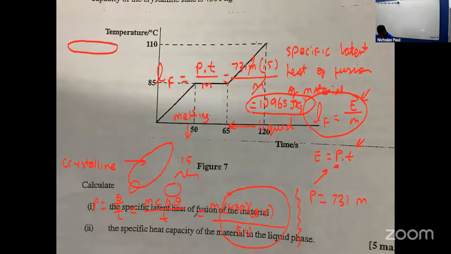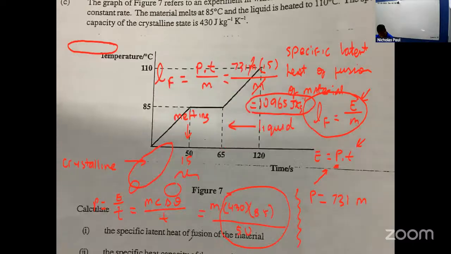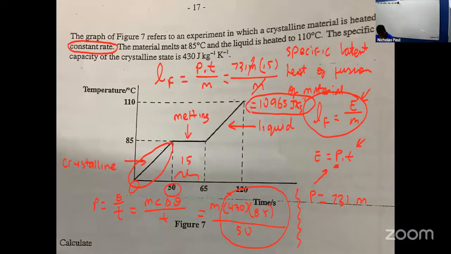The last part is the specific heat capacity in the liquid phase. Can you do that? Do it fast, Gilbert. Find the specific heat capacity in the liquid phase. That's much easier.